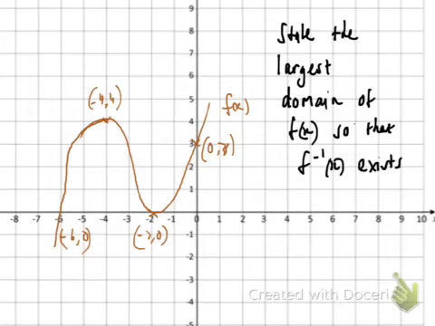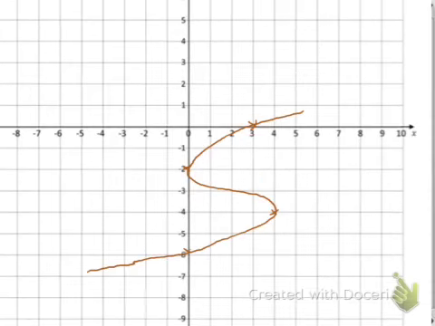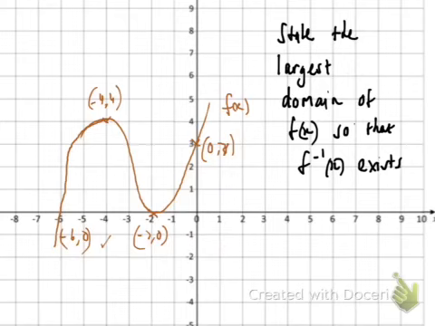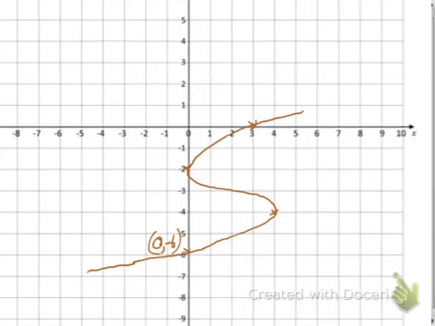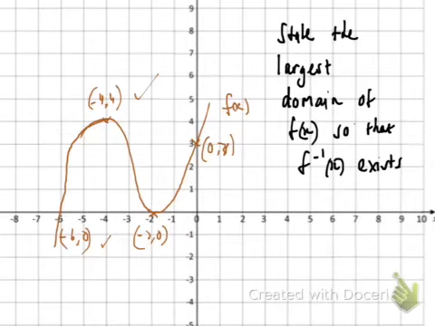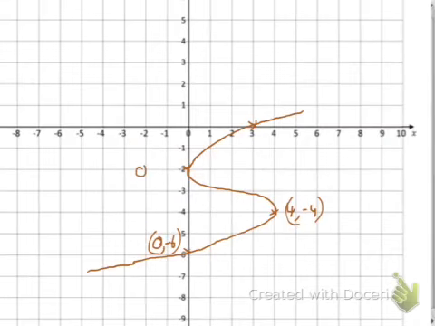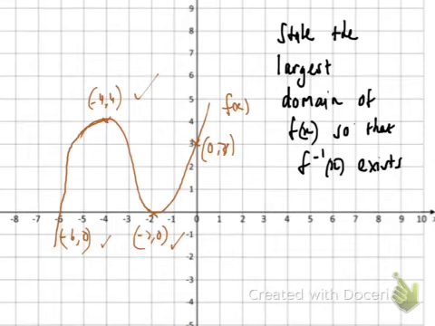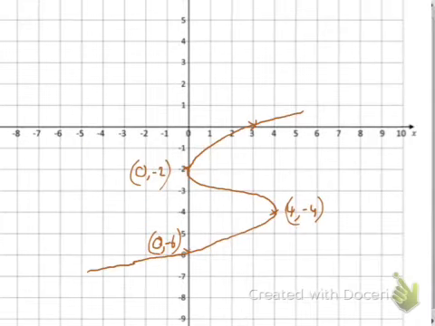So let's go one by one. (-6, 0) becomes (0, -6). That's that one. (-4, 4) becomes (4, -4). (-2, 0) becomes (0, -2). And (0, 3) becomes (3, 0). And I draw the graph with the same shape as the original.